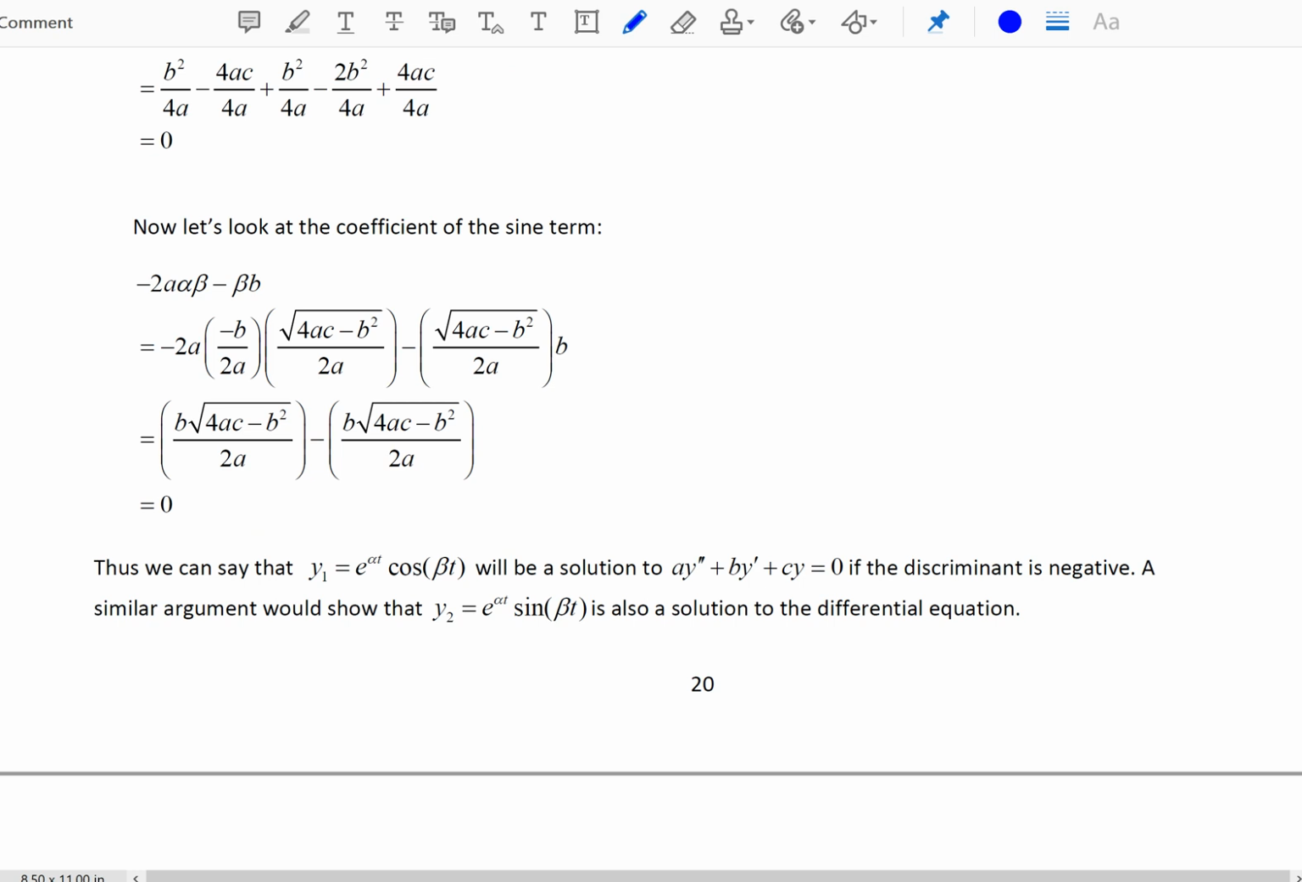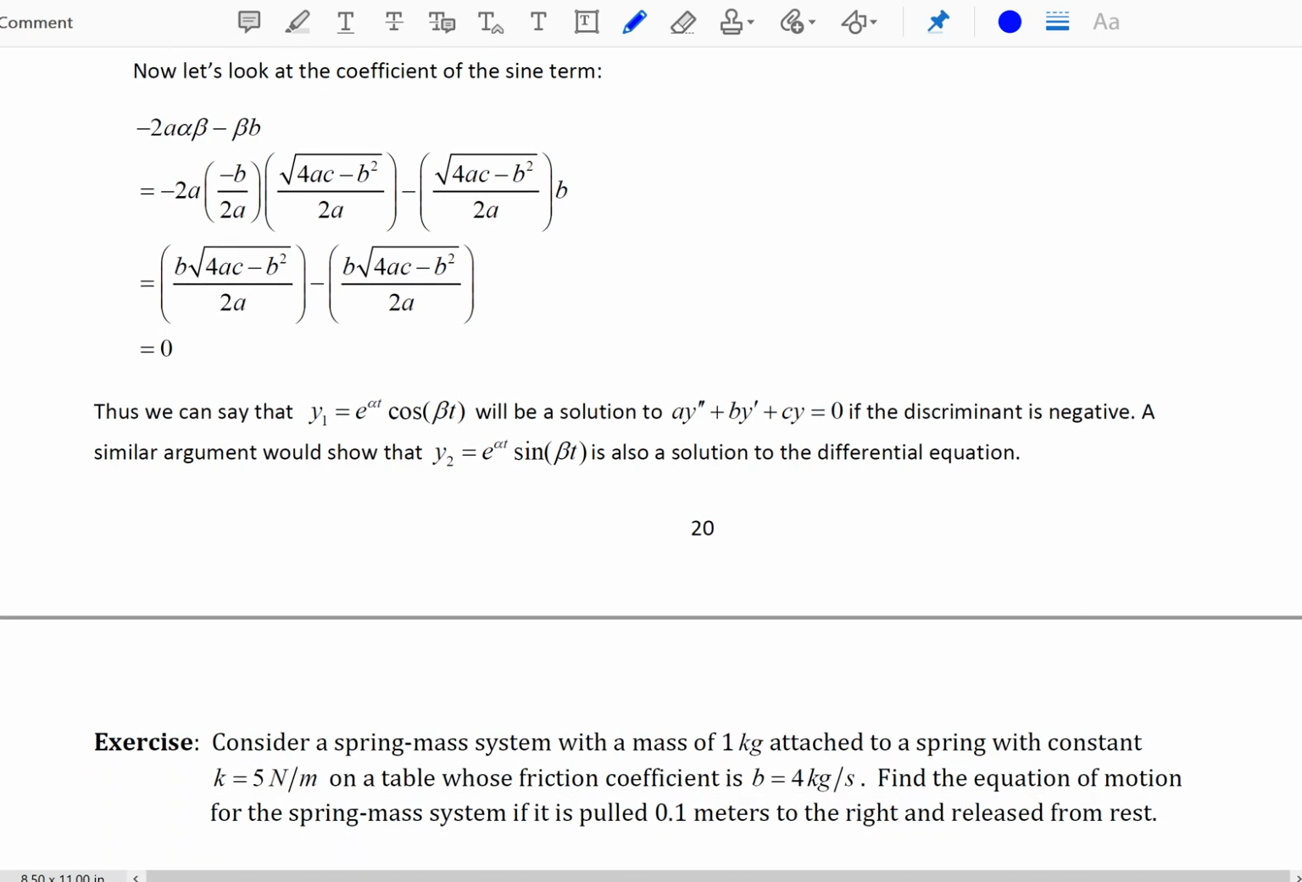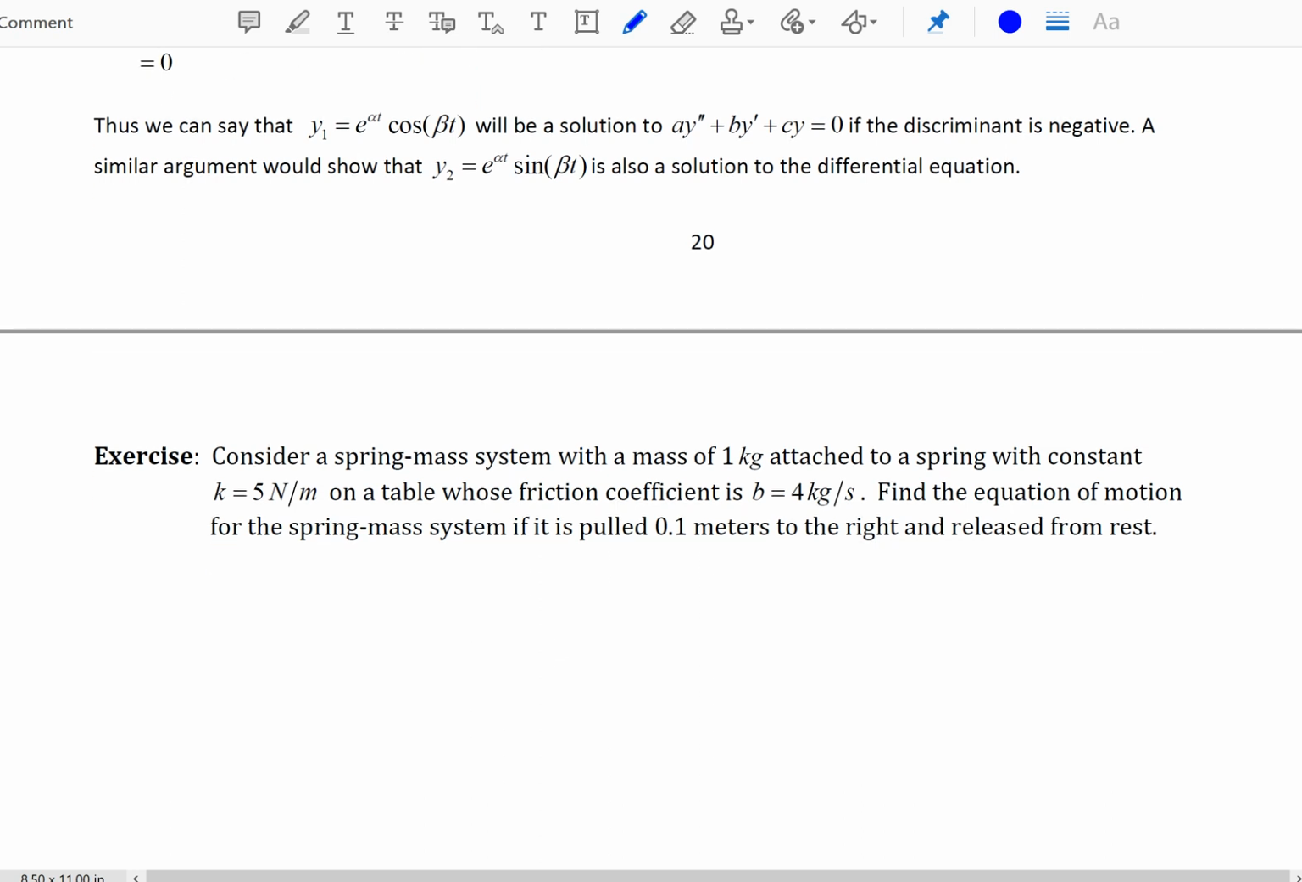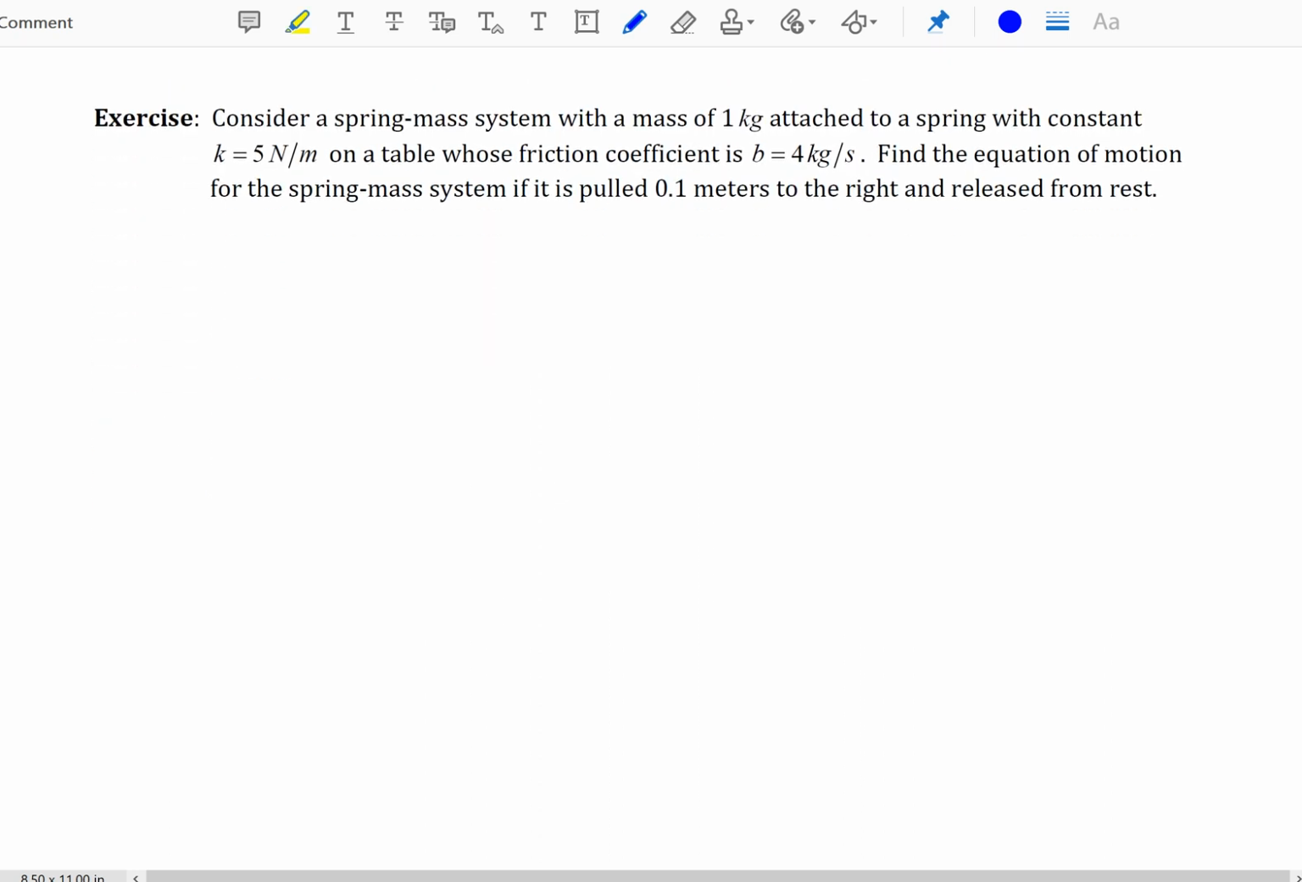I would like to jump right into an example. So let's turn to page 21 of our guided notes. And consider a spring mass system that has a mass of 1 kilogram attached to a spring with a constant of 5 newtons per meter on a table whose friction coefficient is given by 4 kilograms per second. Find the equation of motion for the spring mass system if it is pulled 0.1 meters to the right and then released from rest.